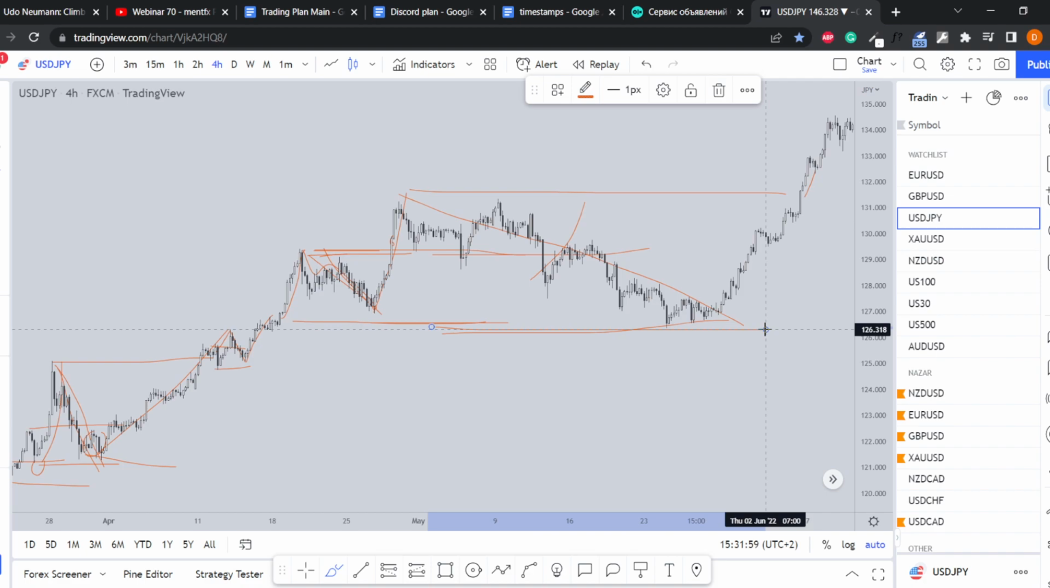But as you will know in the next video, we will use more refined zones to have in the future better trades, higher risk to reward, and so on and so on.